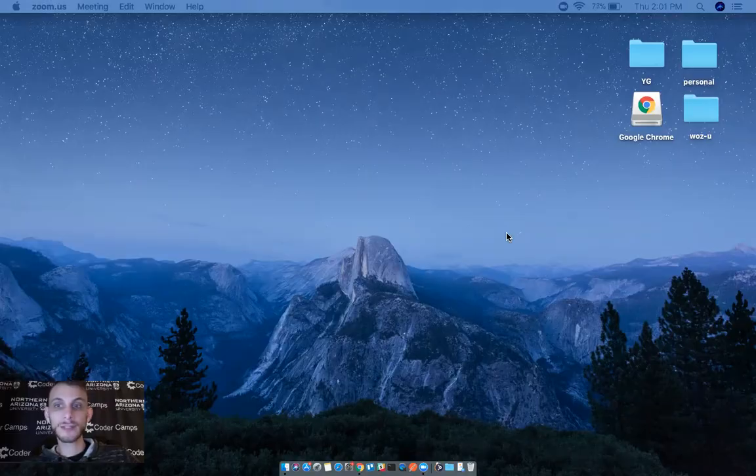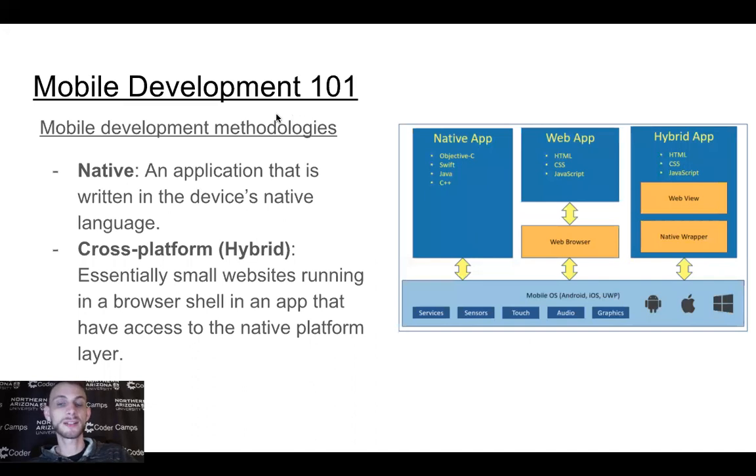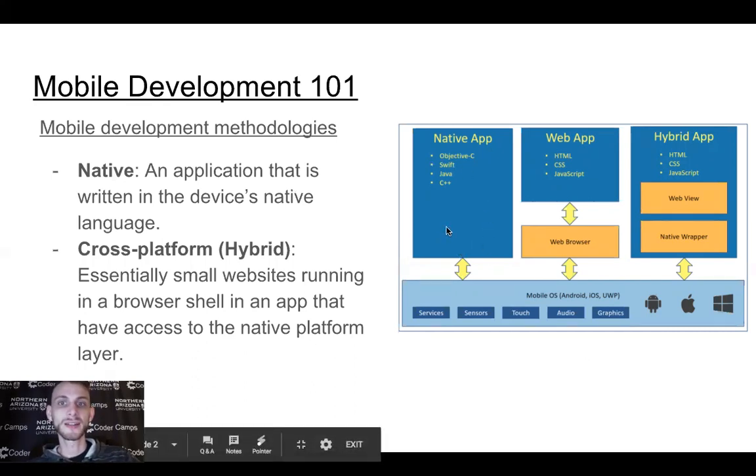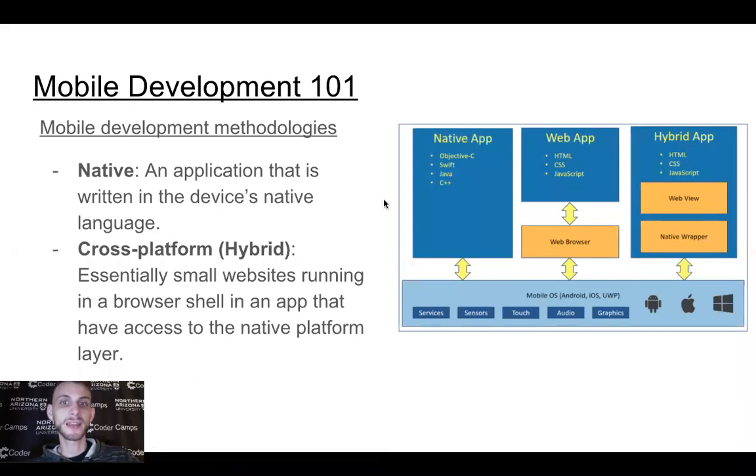So diving right in, let's first talk about the different kinds of mobile development there are today. There are two primary approaches to mobile development today. The first one is native, where an application is written in the device's native language. The most popular platforms today are iOS and Android. iOS is written with Swift, and Android is written with Java. This is the old school approach, because if you wanted to deploy to multiple platforms, you'd have to write two different code bases.